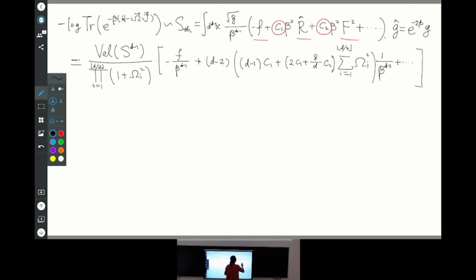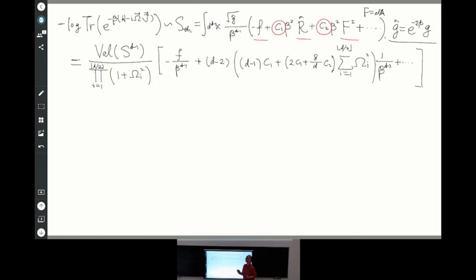What is capital F? Oh, F is dA, and A is the KK gauge field. Oh, I should also mention that here G hat is a rescaled metric in d-1 dimension, rescaled by the Dilaton field. And the only place that the Dilaton field comes into this expression is through this rescaled metric. And this is a consequence of Weyl invariance.